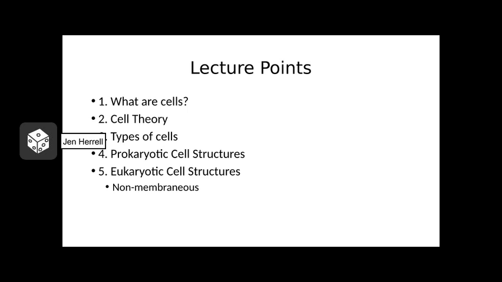In this chapter, we're going to be talking about cells and how they're put together. So in this part of the lecture, we're going to define what cells are, talk about cell theory, talk about the different kinds of cells that exist, and then we're going to get into cell structures. We'll start with the prokaryotic cell structures, and then we'll begin talking about the eukaryotic cell structures, specifically the non-membranous ones. We'll save the membranous structures for the next lecture.